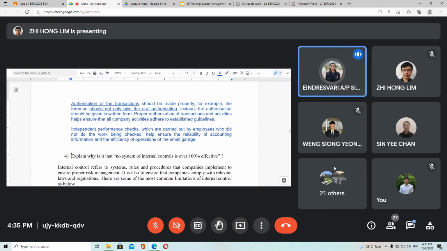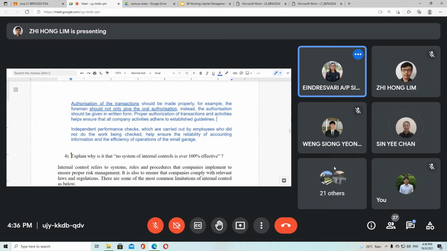Transaction must be approved by somebody who did not perform it. If you perform a transaction and you are authorizing it, then the control is very weak. Authorization means somebody must check and approve. So that's why we have the foreman prepare the invoice and the receptionist will actually approve the invoice. She will check the work of the foreman and approve. Okay.